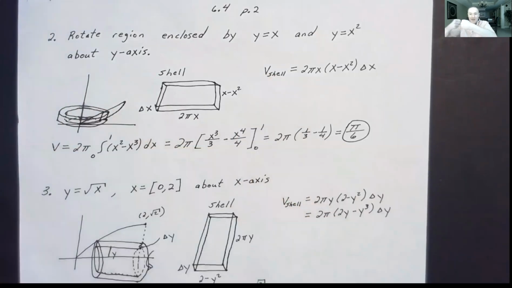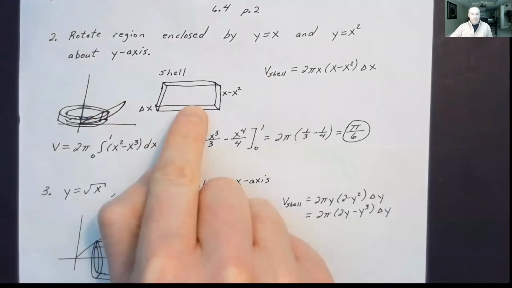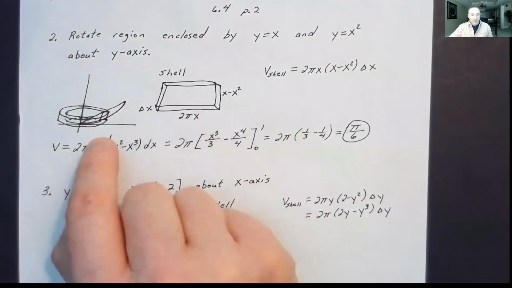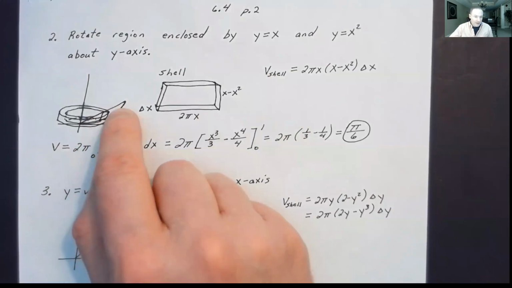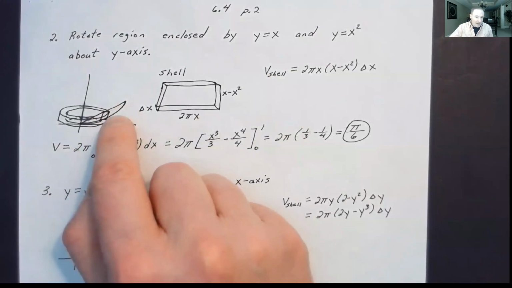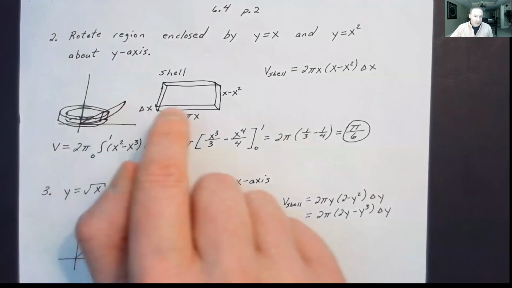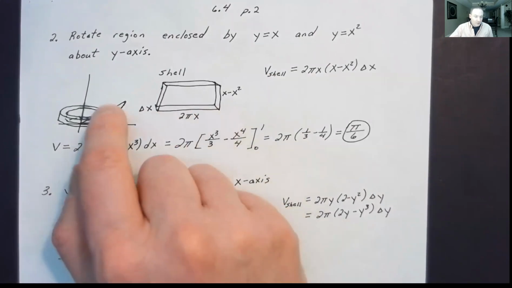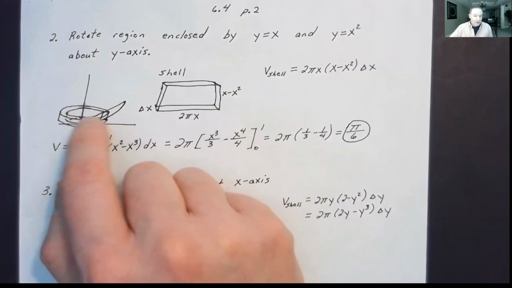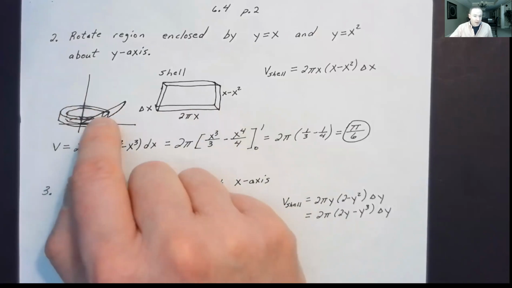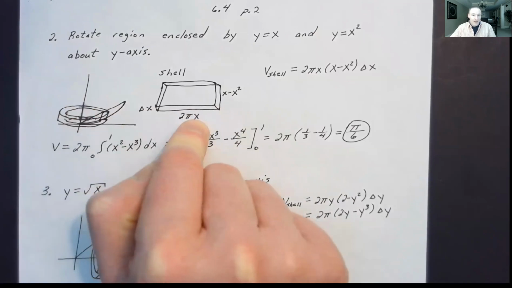If I ripped that shell open, it's just going to form a rectangular solid that has a thickness of the change of x. Its height would be given by x minus x squared, and its base, that's formed by the rotation here, you just say, well, it's the circumference of the circle, which is always 2 pi r. Once again, r here is just the distance from the y-axis, so 2 pi x.